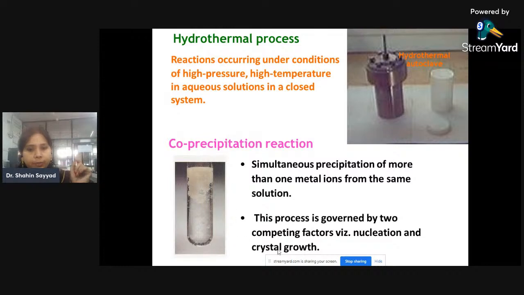co-precipitation reaction. And this process is governed by two competing factors: one is nucleation and the other is crystal growth. First, when a precipitate or particle forms, it acts as a nuclei, meaning small particles form first. Then small particles collect with each other and start the growth. So this complete action is governed by nucleation and growth.